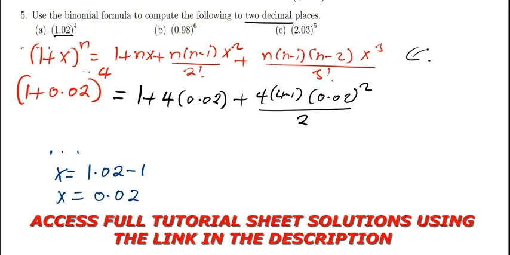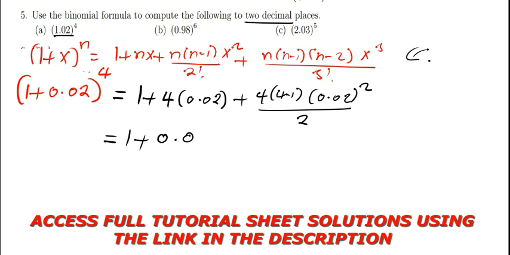Okay, when we reach this point, now we can start simplifying. So this is going to be 1 plus, if I do times here, 4 times 0.02, that should be 0.08. Okay, yeah, that is 0.08. Now let us simplify that other one.